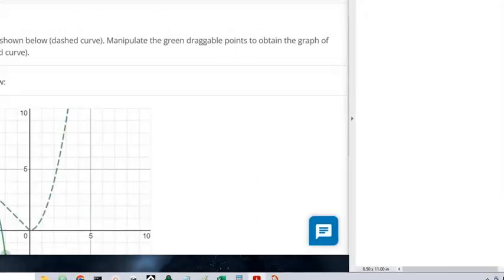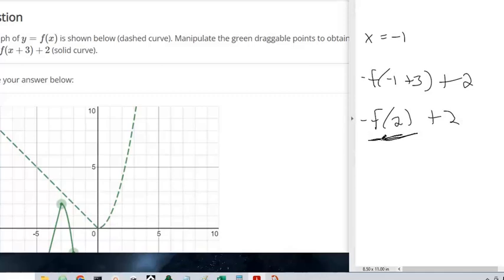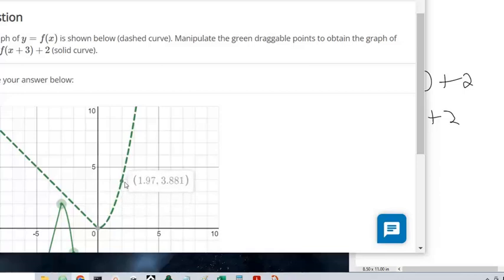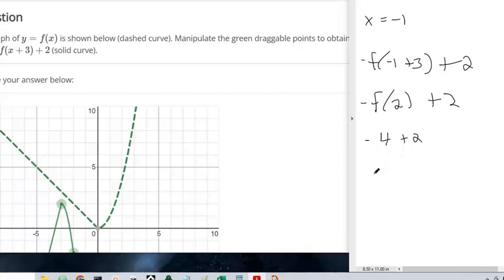Okay, so what you want to do is just pick a value for x. It actually really doesn't matter. You can pick any value. Let's do x equals -1 again. So for the transformation, it's supposed to be negative f of -1 plus 3 plus 2. And remember, f of x is the original dotted graph. We can get values from that. So -1 plus 3 is 2. F of 2 means the y value when x equals 2 on the original graph. So here's where x equals 2. The y value is 4. So this is 4. So -4 plus 2 gives us -2.